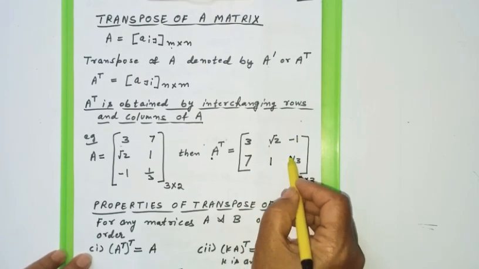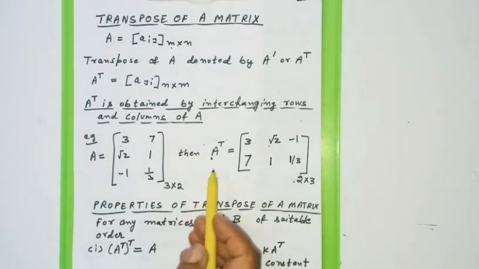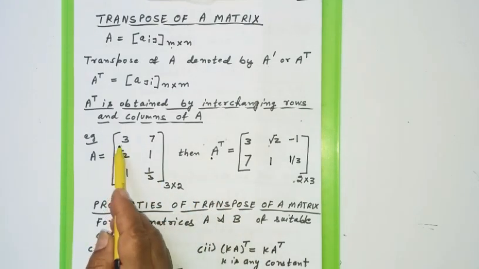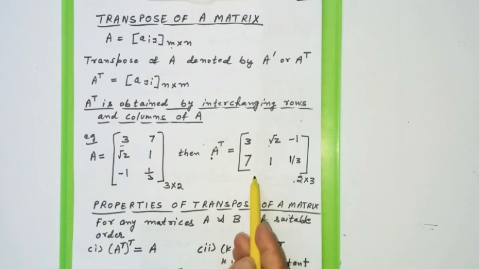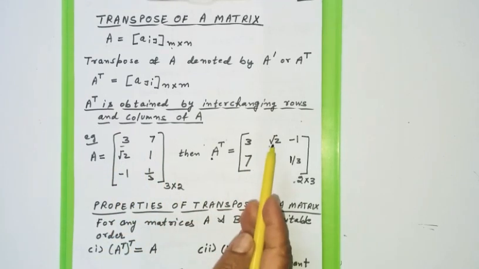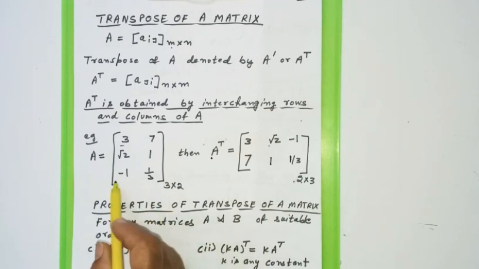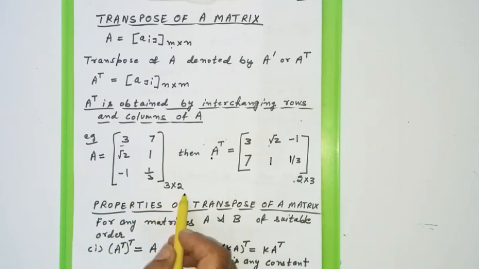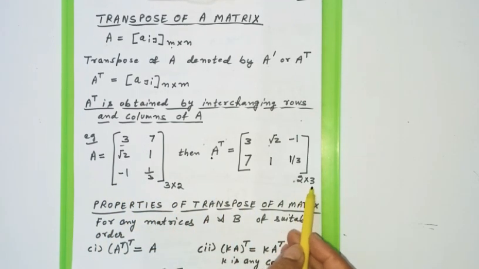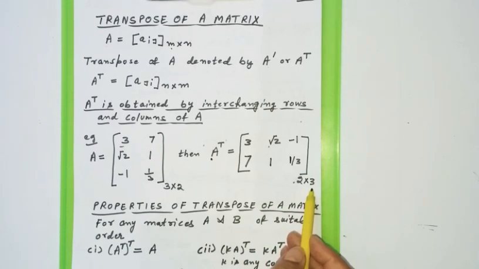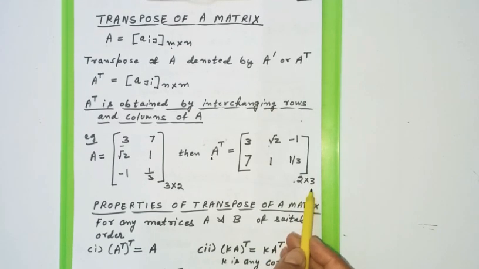So now you must have learned how to write A transpose from A. You read a row and you write it in a column. Read another row, write it in another column, another row, another column. Now the order of the given matrix A was 3 by 2. So the order of the obtained matrix after taking the transpose is reversed, that is 2 by 3.